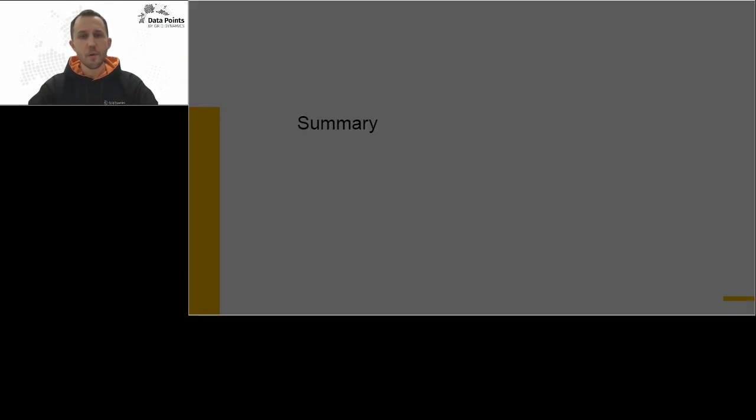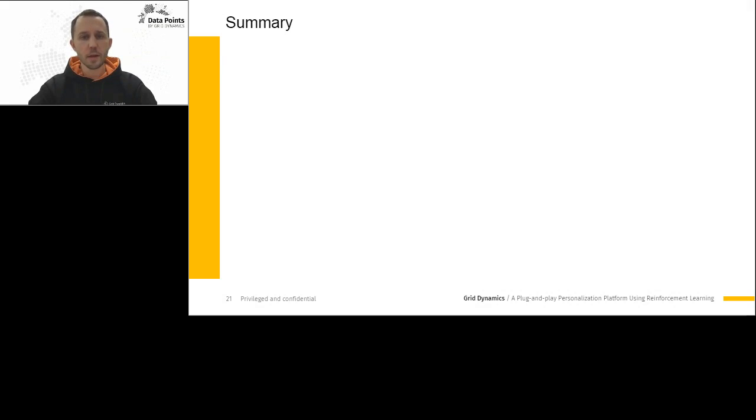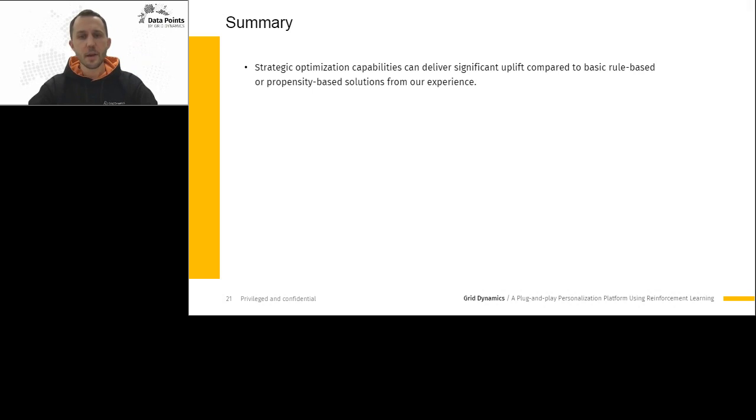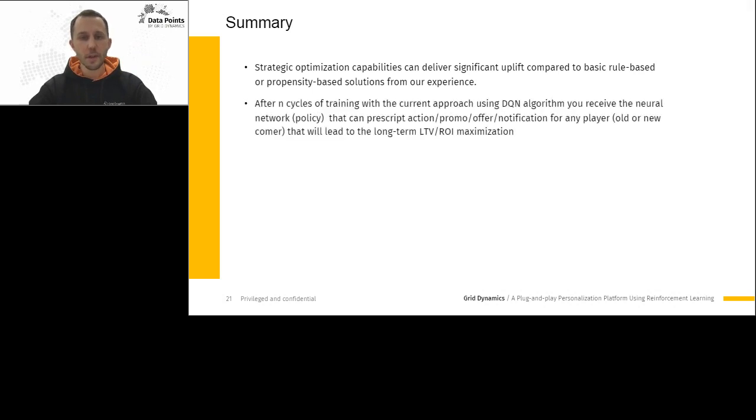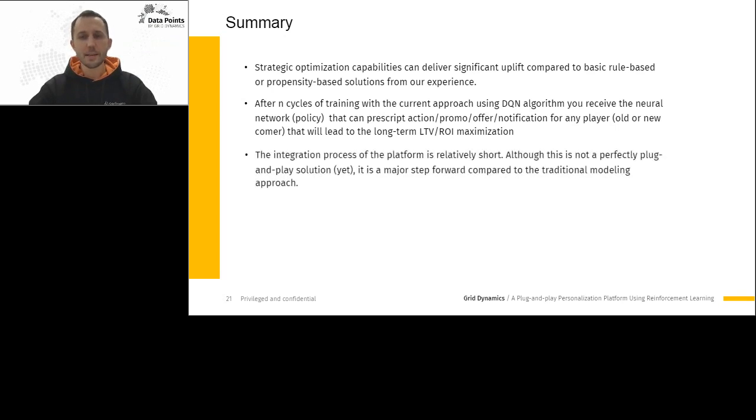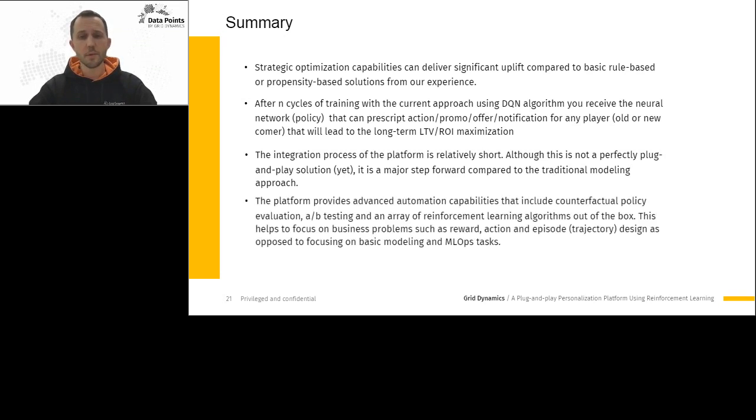First of all, from our experience, it not only works, but also brings in more revenue than a rules-based system. After n cycles, you receive the agent, that is a policy, that is a neural network that can predict for any player, the old one or a newcomer, the promo that leads to maximum profit in the long run. Start up the system relatively quickly. It's not completely plug and play, but it's still a significant step forward from trying to build your system from scratch.